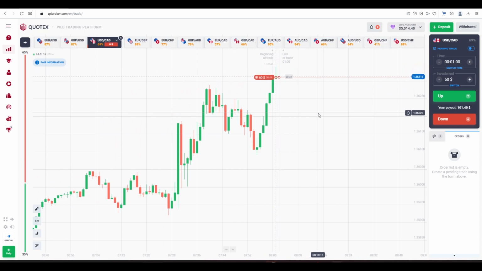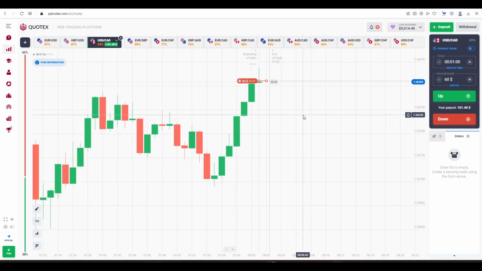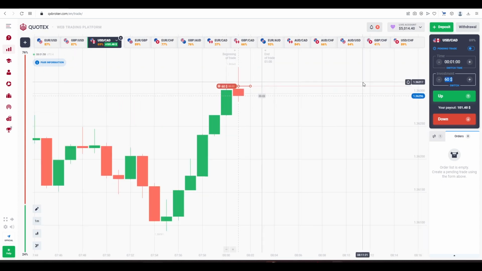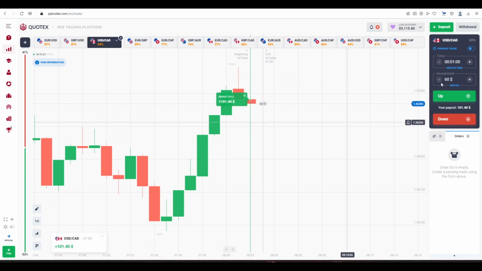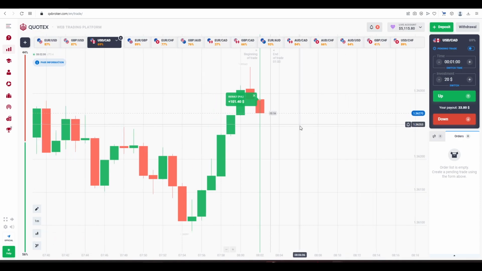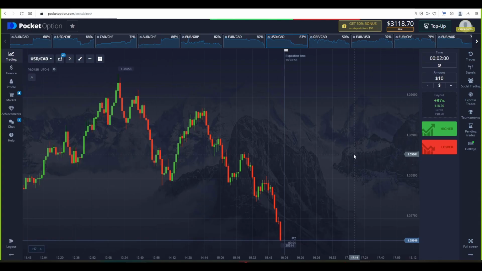Let's see how events will unfold on the price chart. A corrective candle has formed on the chart and the trade closes with a profit. Let's continue to watch real-life examples of using the European strategy. Here's a price chart with a 2-minute time frame and a 2-minute expiration.